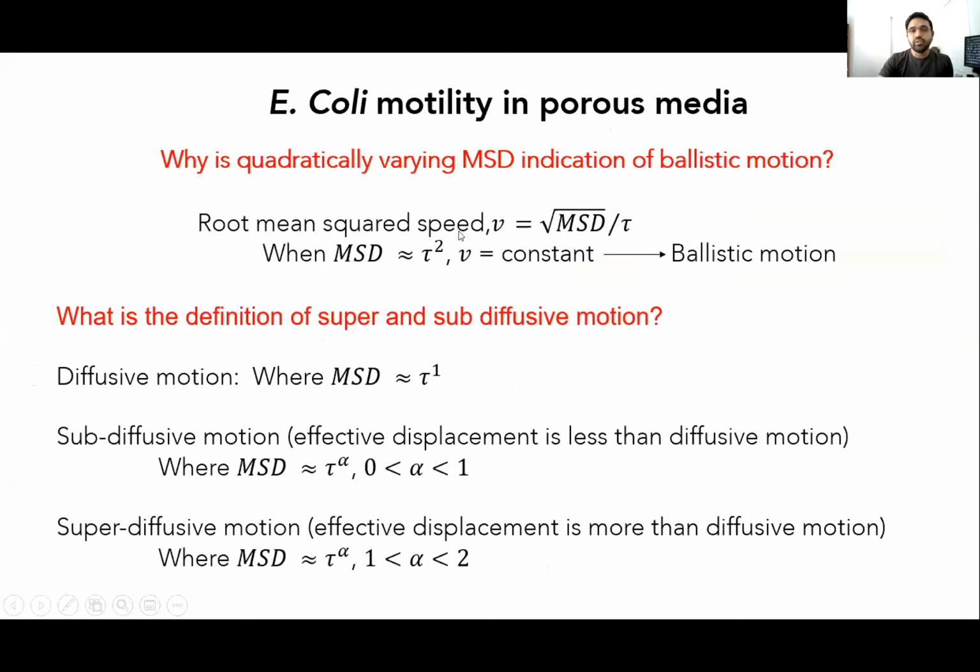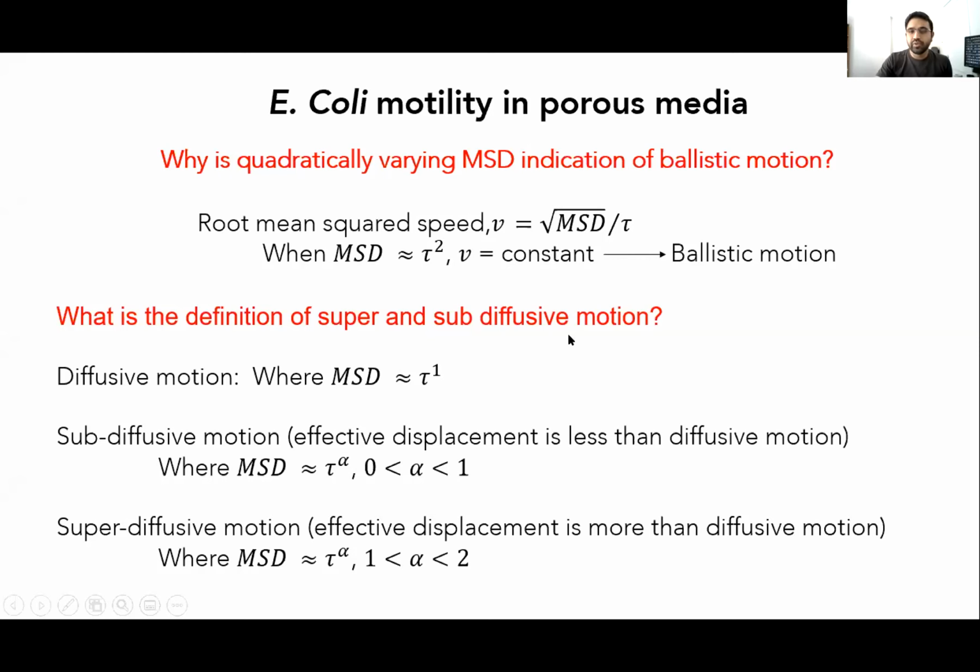If you measure the root mean square speed, the root mean square speed is given by the square root of mean square displacement over the lag time, which is the time difference that we use to measure the speed. So when MSD has a time dependence which is squared, quadratically varies with the lag time, the V is actually a constant speed, right? It's time independent, which refers to ballistic motion.